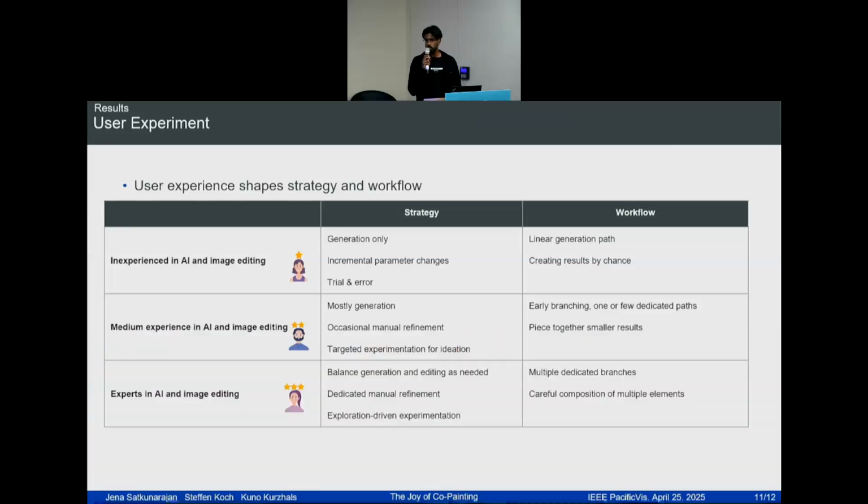So for less experienced participants in image editing, image generation, we saw that they basically used our tool as a learning tool to learn on the fly how the generation works, and also utilized a little bit of parameter sampling to augment their results. And the more experienced the users were in image editing and image generation, the more they utilized the visual parameter sampling, especially for experimentation, for example, in the ideation stage. And they heavily used manual refinement, basically at any point during the generation process for very targeted changes in images.